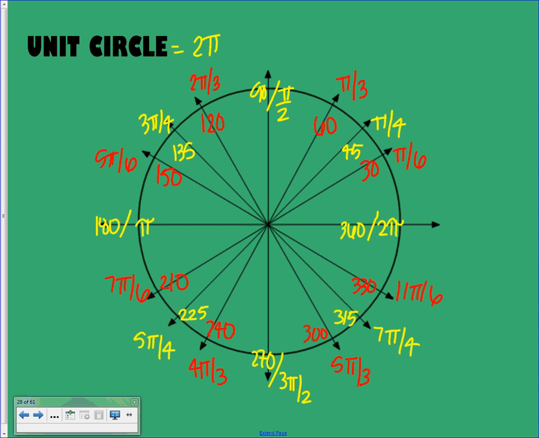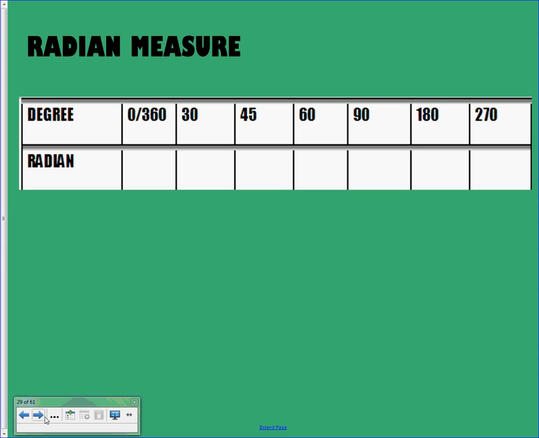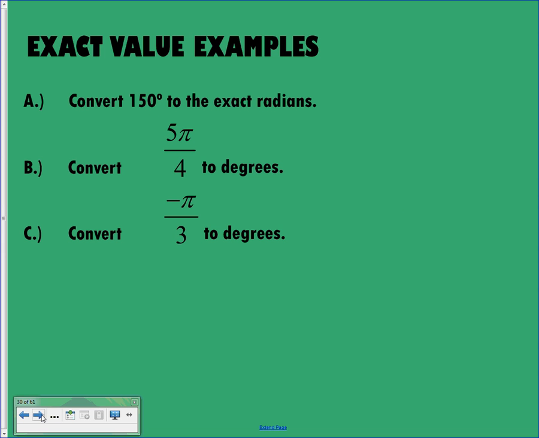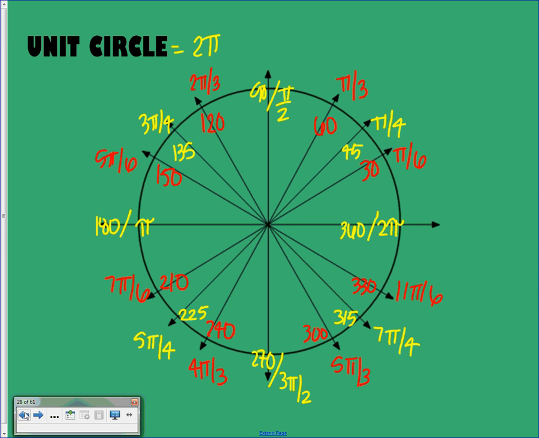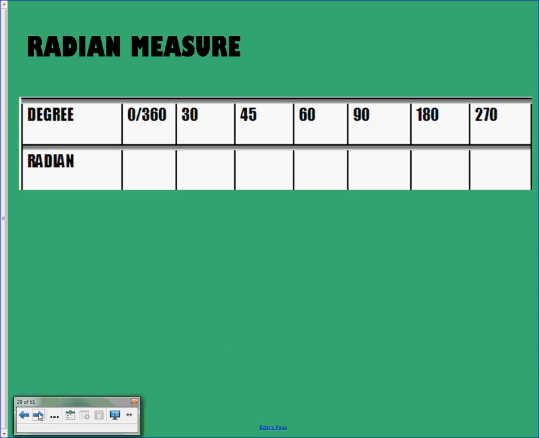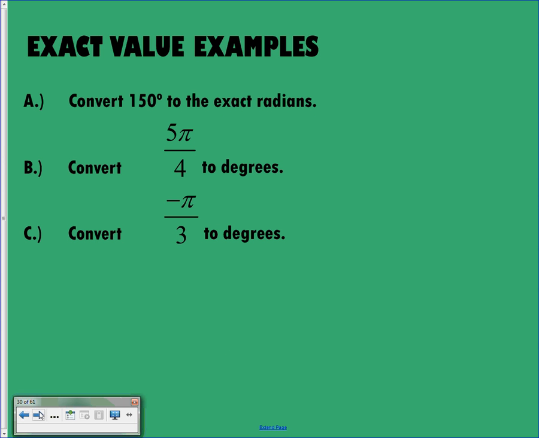So now if we go to answer our questions, you could either draw that circle or just fill in the table in your notes. We're going to have 150. At 150, that was 5 pieces of 30. So 5 times 30 gives me 150, and then you just need to memorize that 30 is pi over 6, so this answer is 5 pi over 6.